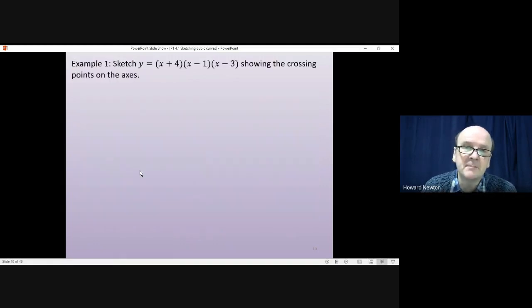Okay, we'll do an example. Sketch y equals x plus 4 times x minus 1 times x minus 3, showing the crossing points on the axes. And you'll notice, as when we were doing quadratics, they're asking for a sketch.